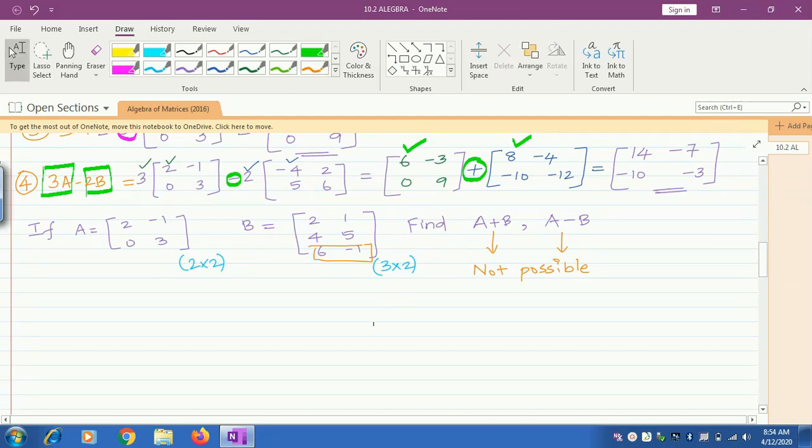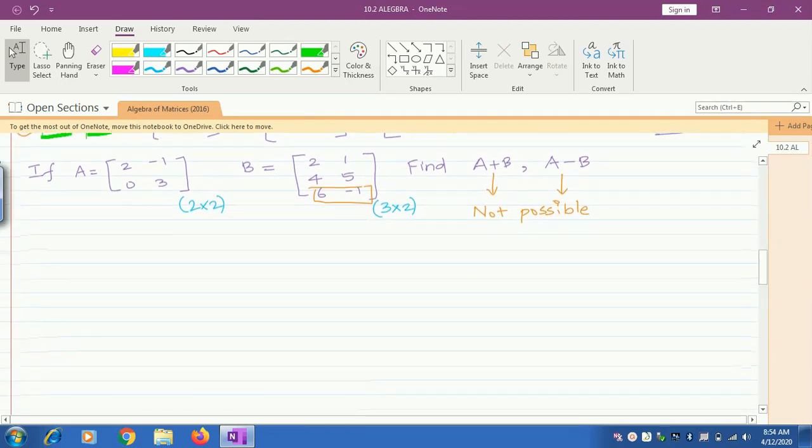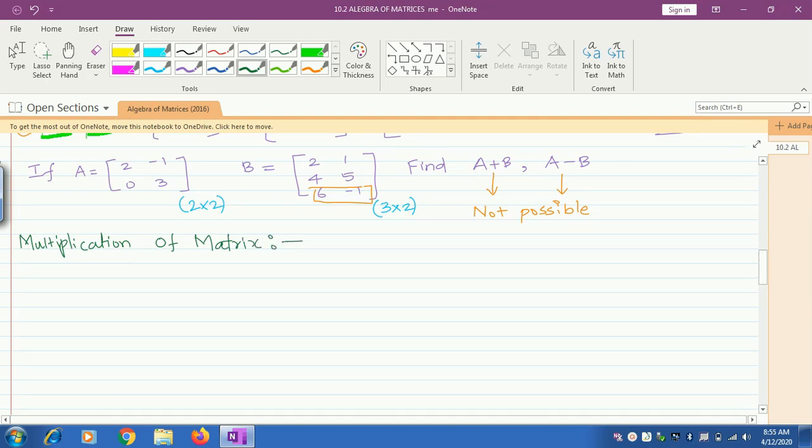Okay. Now the last topic we will discuss is the multiplication of matrices. What is the multiplication? How to multiply matrices.